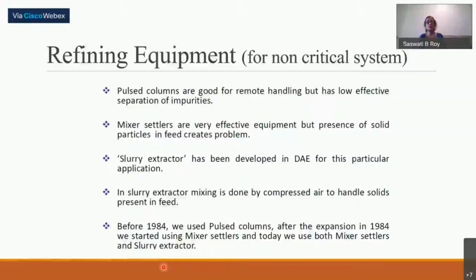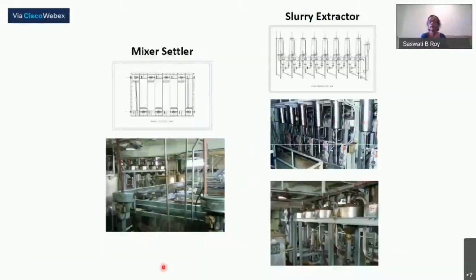So efficiencies are good, and it can handle solid in the feed. Means slurry feed also, up to a certain extent, it can handle. So this is the present choice for most of our nuclear fuel complex, also in BARC. So here it comes. This is the top view of a mixer settler. You can see these are stages.